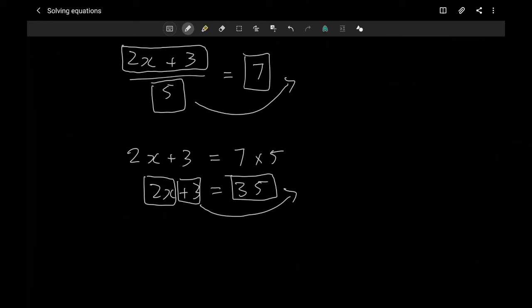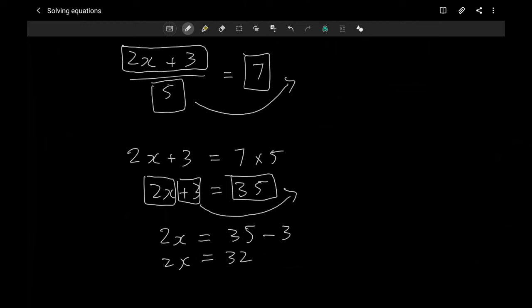So when you move plus 3 to the other side, it becomes a minus 3. So you have 2x left over on the left-hand side. You have 35, and you move the plus 3 over, it becomes a minus 3. So we have 2x is equal to 35 minus 3 is 32. We're still not done yet because the x is not by itself. It's connected to the 2.